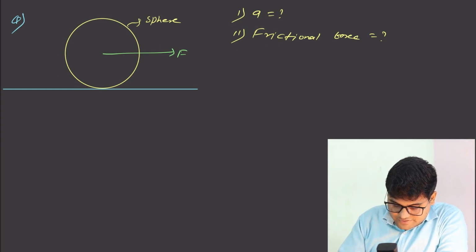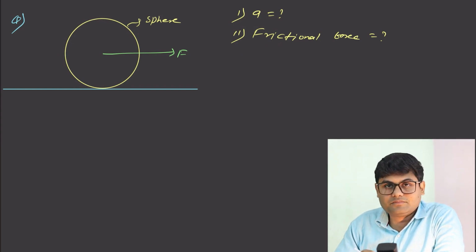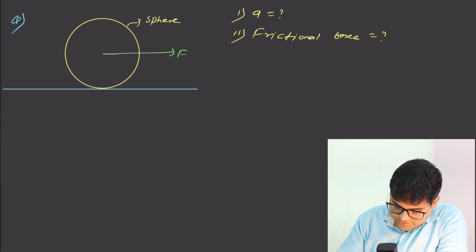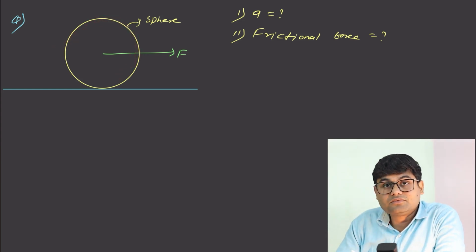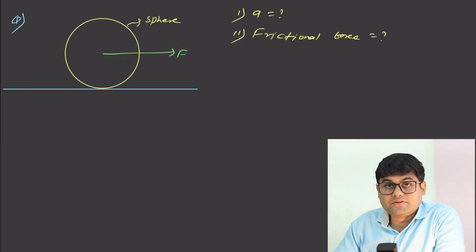The first kind of equation is what? For forces. Our first step will be what? Before writing equation, first we will draw the free body diagram, like what are all the forces which are acting on the body. So let's say this is a body. One force is F, it is given here that it is acting.